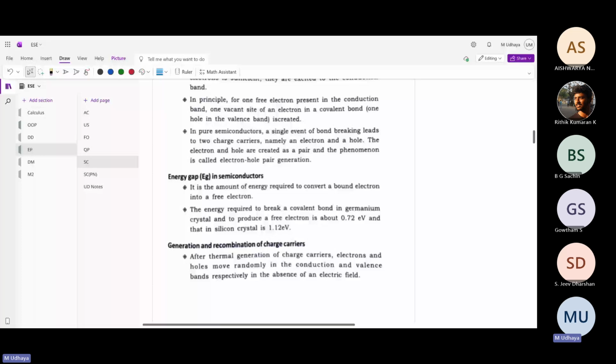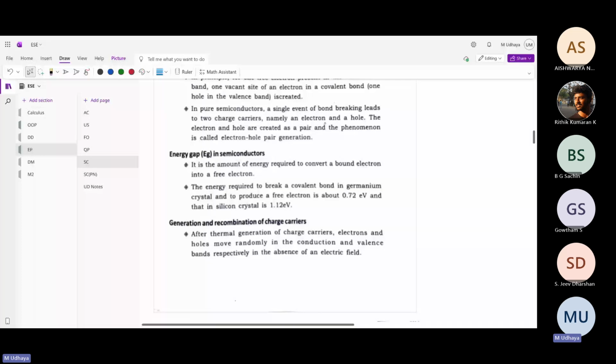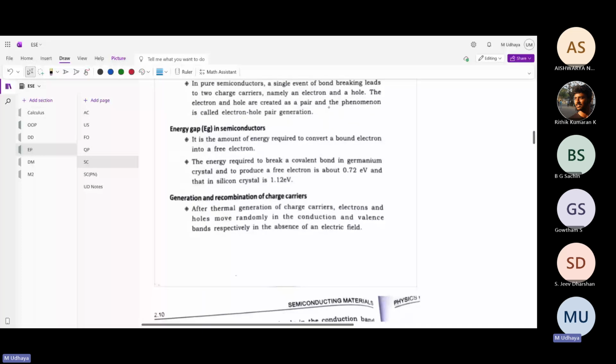Hole is never a physical entity. Hole is merely the absence of an electron. So a single event of bond breaking leads to two intrinsic charge carriers, an electron and a hole. They create an electron-hole pair. This is how an electron-hole pair is generated. And the energy gap is just the amount of energy required to break that bonding.